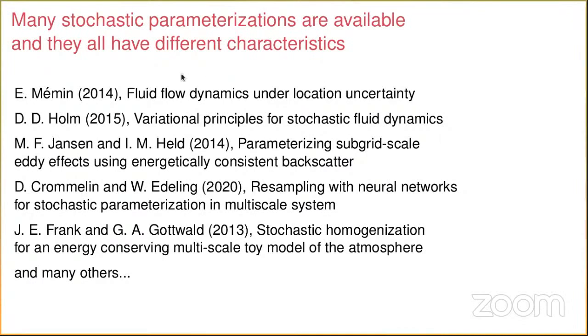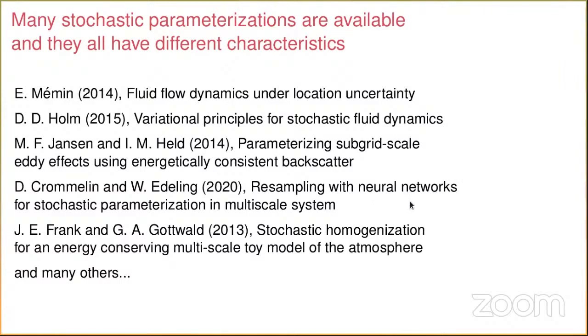Many people are working on it. So for example, here, Memin and Holm derive a stochastic formulation for the Navier-Stokes equation, either conserving the kinetic energy or the Kelvin circulation theorem. Janssen and Held instead derive an extra term to be included into the equation to include the energy of the subgrid scale eddies. Kroening and Edeling use neural networks to represent the stochastic subgrid scale terms.